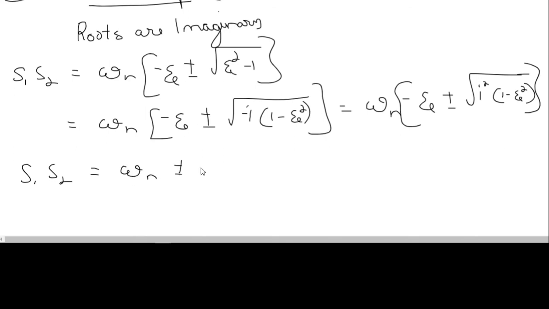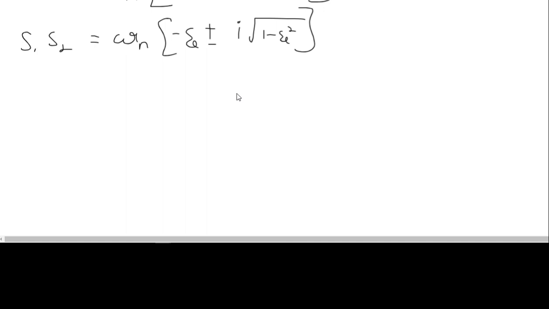So you will get S1, S2 as omega n times minus epsilon plus or minus i times root of 1 minus epsilon square. There is a specific term attached to this that we will discuss later. So this is the equation for an underdamped condition.